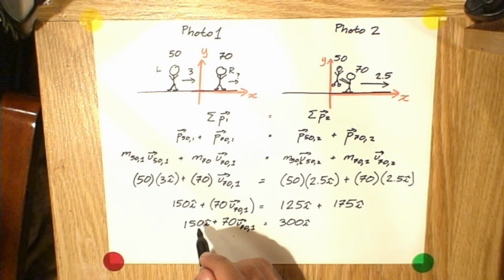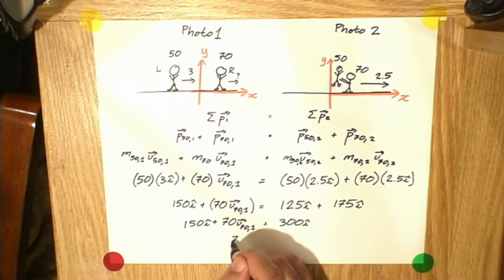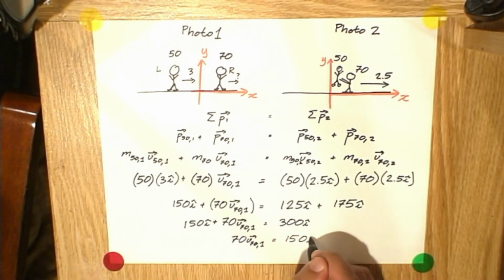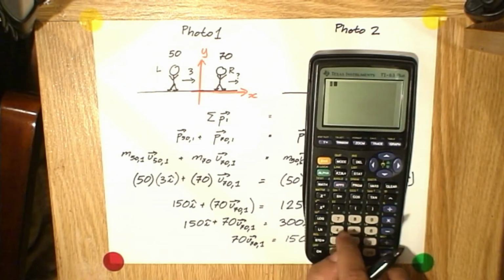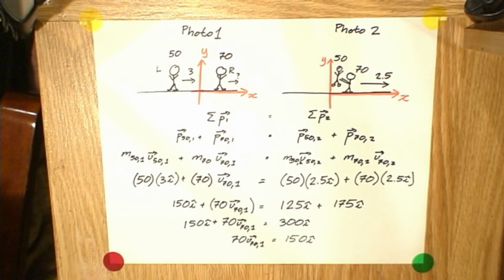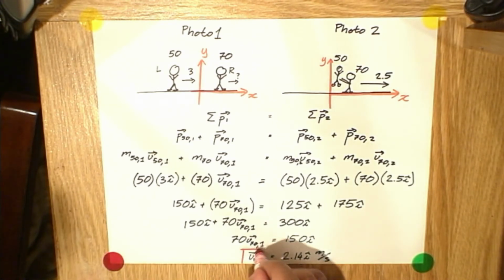So, subtracting 150 i hat from both sides, we get 70 times the velocity of the 70 kilogram skater in photo 1 is equal to 150 i hat, and dividing both sides by 70 at long last is going to give us 2.14. So the velocity of the 70 kilogram skater in photo 1 was 2.14 i hat meters per second. Now let's think for a moment about what this result means.